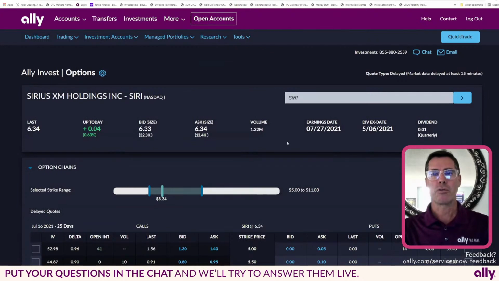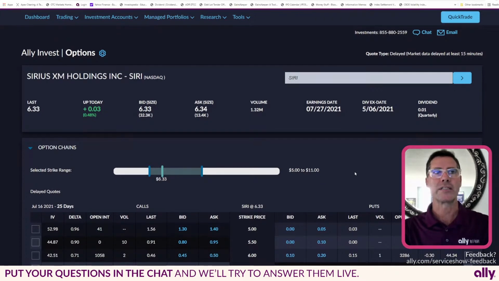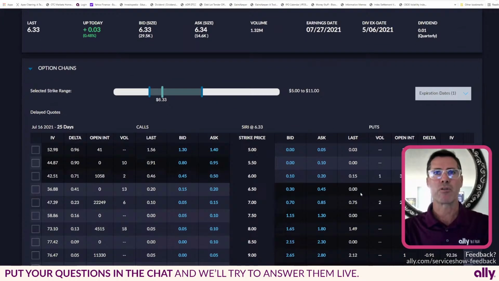I do like you using the term protective as opposed to married. I mean, protective explains exactly what this is doing. It's protecting you in the instance of the stock going down. So let's take a look here at Siri. We see it's trading at around 633. Now you want to move your eyes to the right side of the screen for the puts. So let's say we want to have protection at, say, 550. What that's saying is that if Siri goes anywhere below 550, your put is going to increase in value.